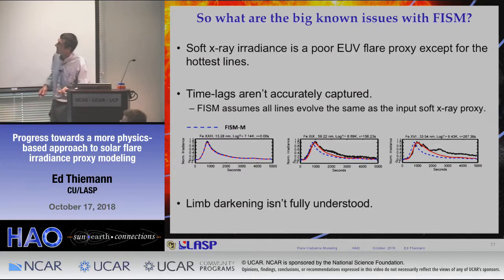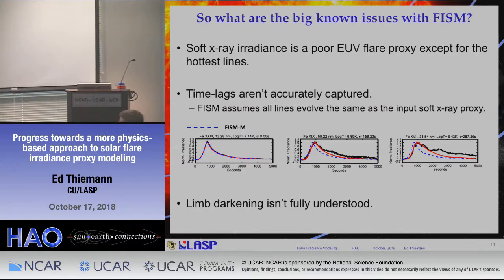And so what are the big known issues with FISM? So soft X-ray irradiance is a poor EUV proxy. What I haven't talked about yet, but I will talk about in this talk, is that the time lags aren't accurately captured.